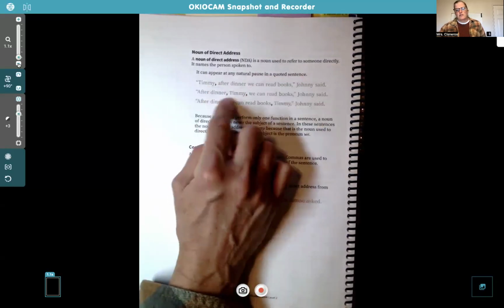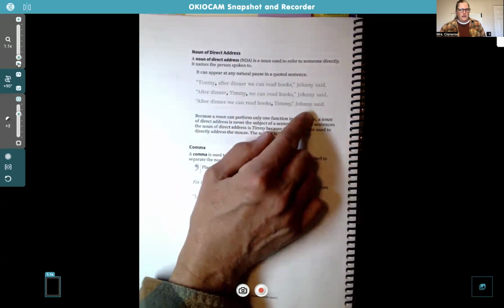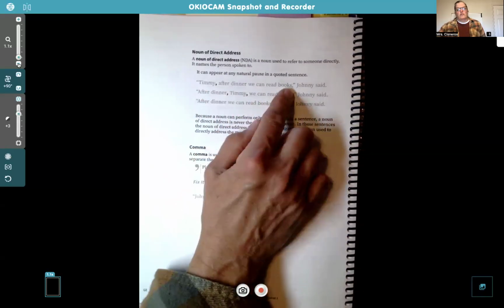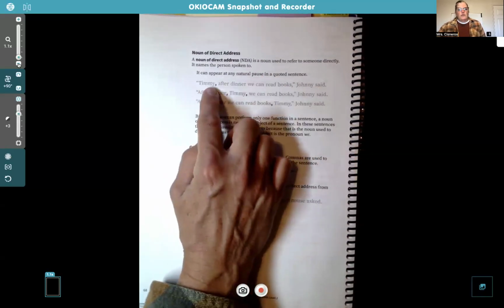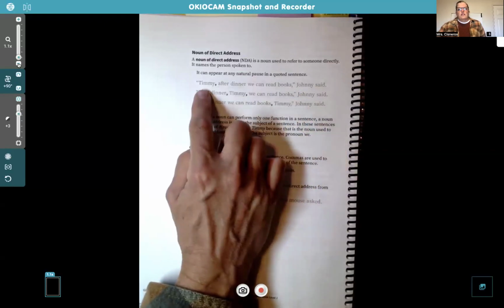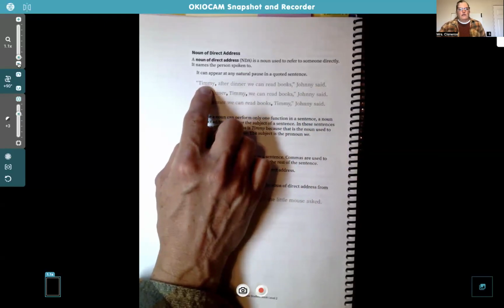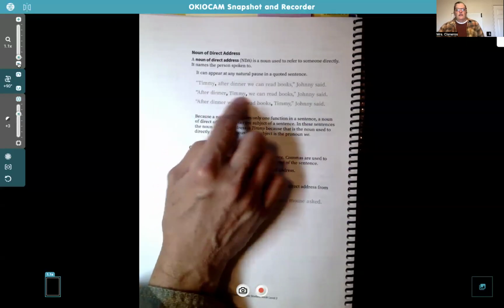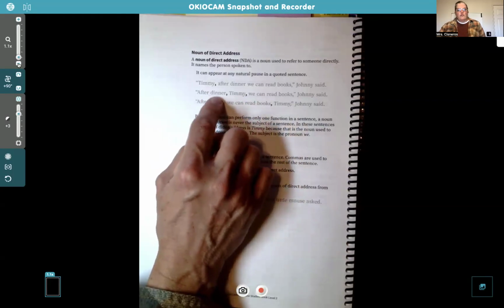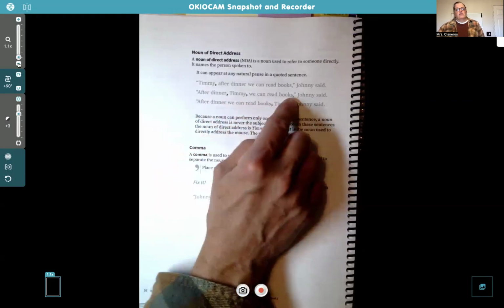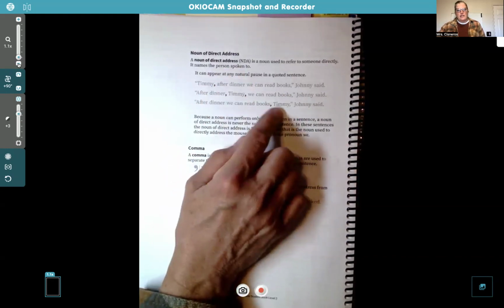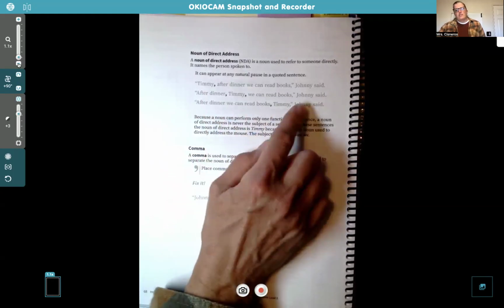Here's 3 places the noun of direct address can be in a sentence. The first one says, "Timmy, after dinner, we can read books," Johnny said. So the quote is, "Timmy, after dinner, we can read books." Johnny is addressing Timmy. This is called noun of direct address. So he's directly addressing Timmy. He's talking to Timmy. And here it is again with Timmy in the middle. "After dinner, Timmy, we can read books," Johnny said. So it doesn't matter if it's at the beginning or the middle, and then this one's at the end. "After dinner, we can read books, Timmy," Johnny said.